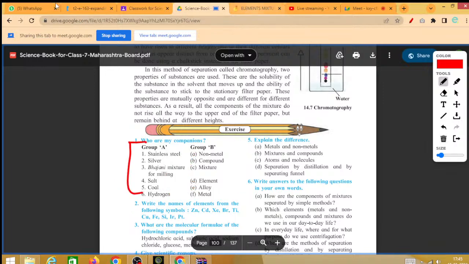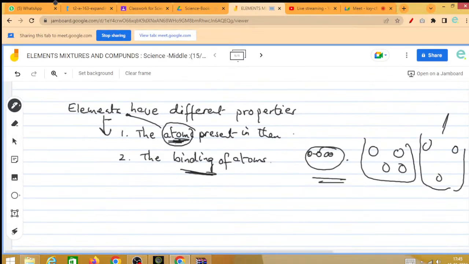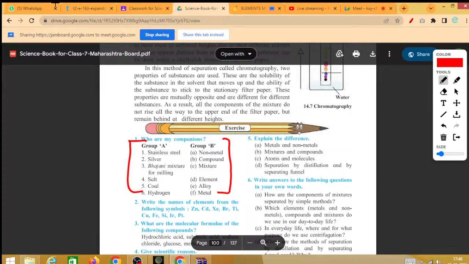Match the following, do in your notebooks. Have you written it down? All of you? Group A and Group B? Note it down. Then we'll do the next one also.